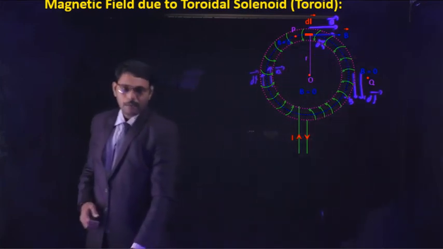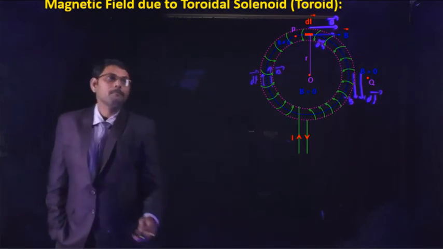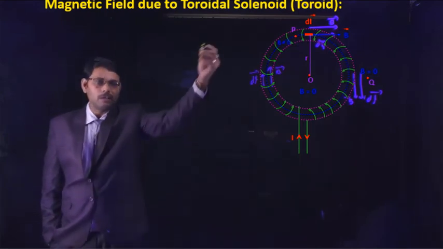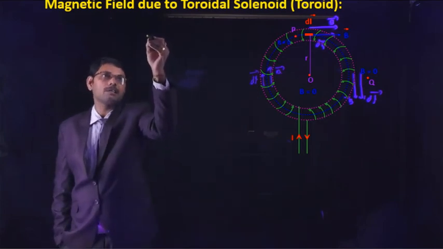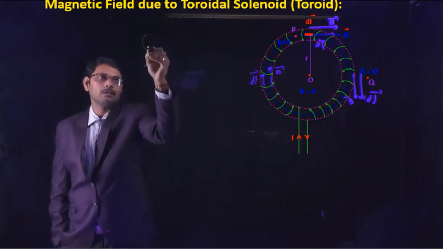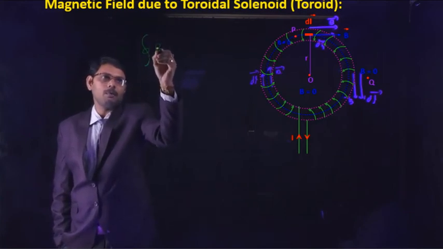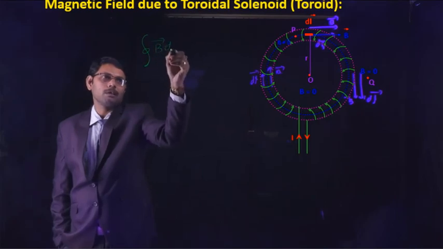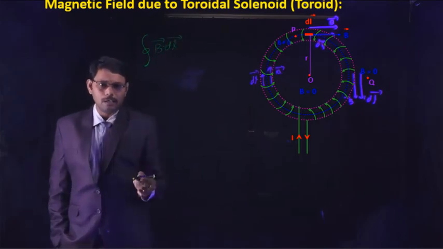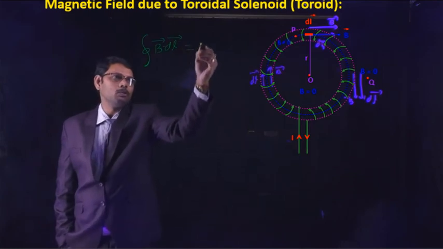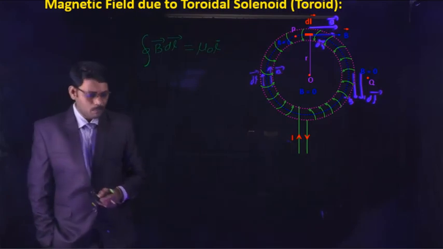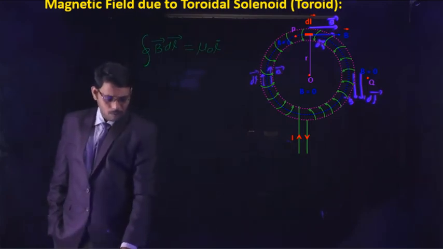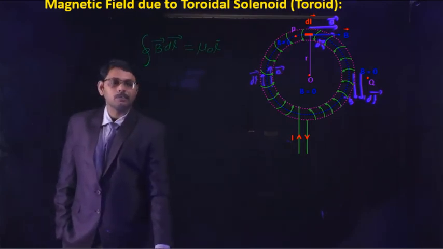To calculate the magnetic field of the toroid, we once again find the value of the magnetic field by using Ampere circuital law. Let us consider the equation form of Ampere circuital law, that is the line integral of B bar dot dl bar is equal to mu naught times the current passing through the circuit.